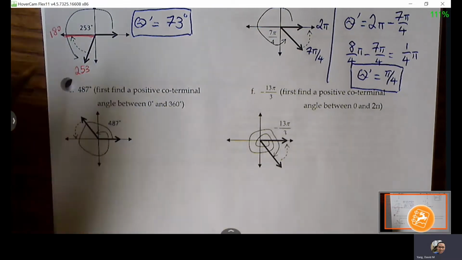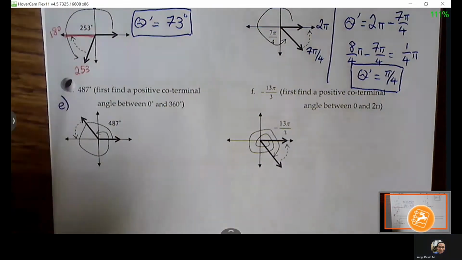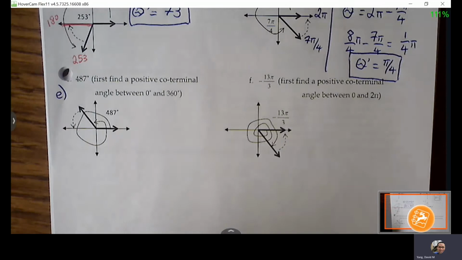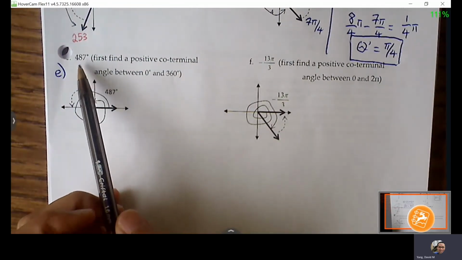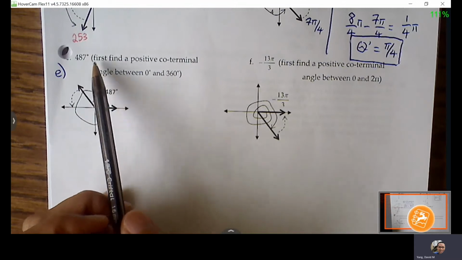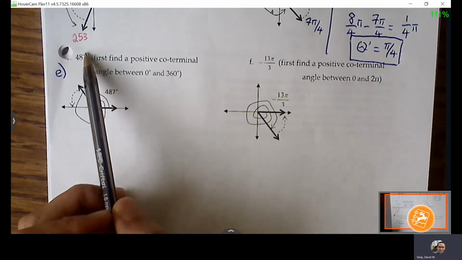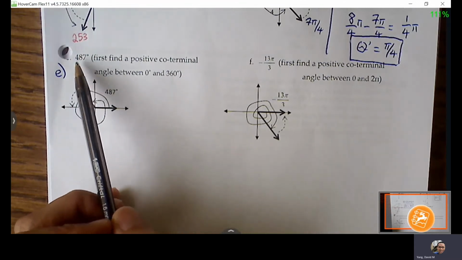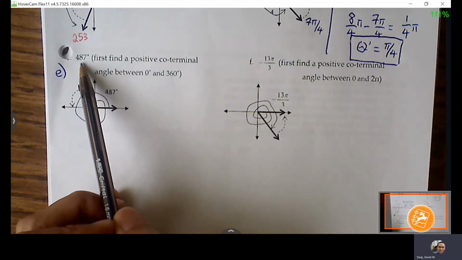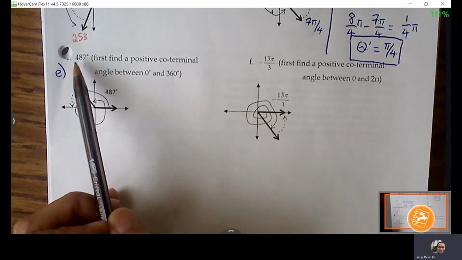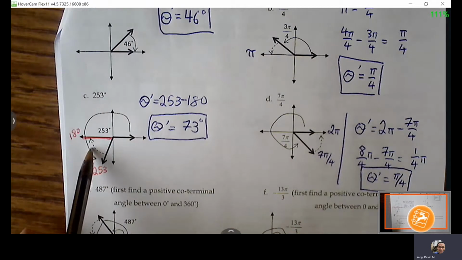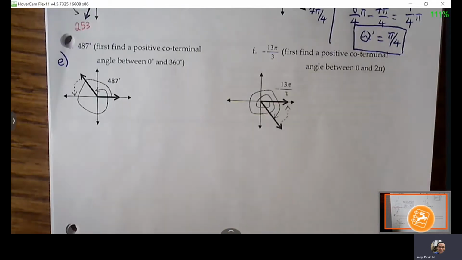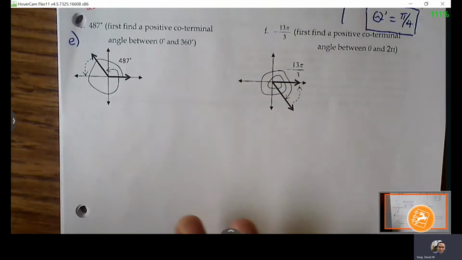Okay, this is part E here. So now we have multiple things we need to do. Okay, so if you see part E, it says 487 degrees. We're first going to identify where this is located. So we're going to try to get a coterminal angle that is more recognizable. Let's get it to something that is in between 0 and 360, and then we can find the reference angle.